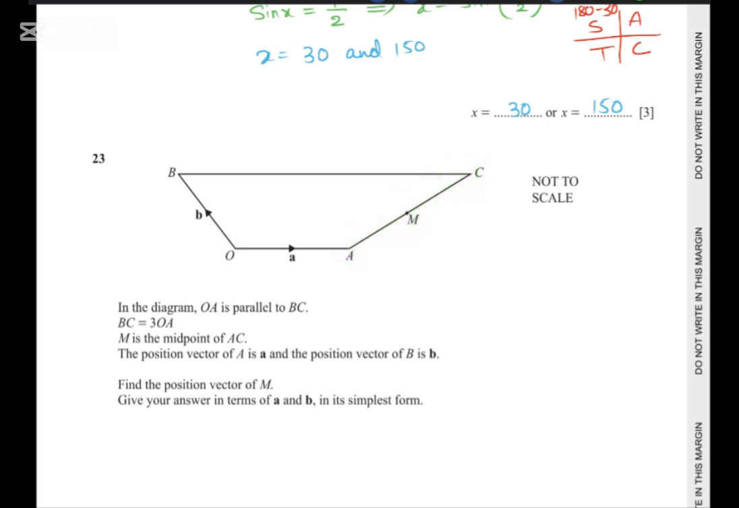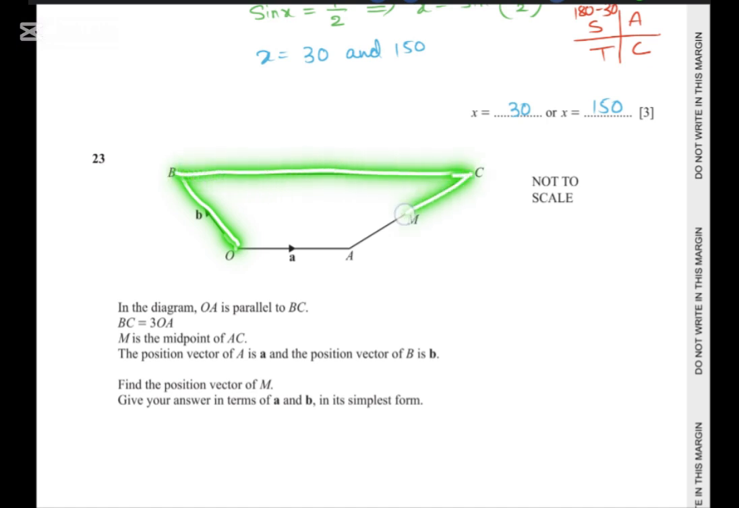The position vector of A is small a and the position vector of B is small b. Find the position vector of M. We need to find the position vector of M. Give your answer in terms of a and b in its simplest form. So now the position vector of M will be O to A and A to M, or it is O to B, B to C, and C to M.